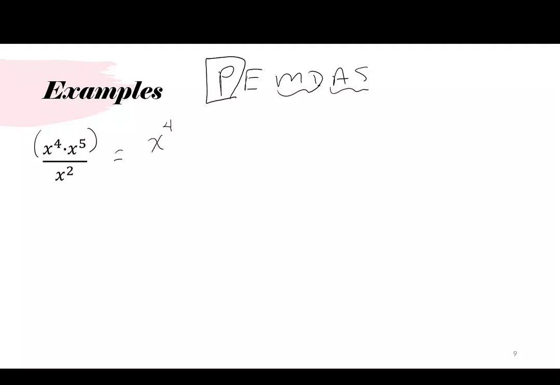I'm going to start out with x to the 4th times x to the 5th. I add 4 plus 5. I'm going to leave the x squared alone. 4 plus 5, that's x to the 9th over x squared. Now that I've got it down to one term on top, one term on the bottom, I can say, okay, I know I'm doing the quotient rule, so I'm going to subtract. This gives me x to the 7th.